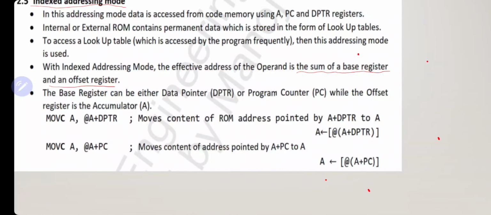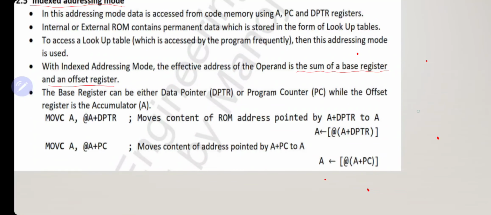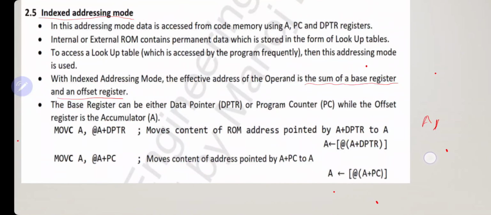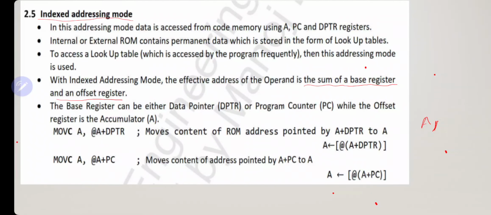So there will be one effective address, that will be A. Then we are using the sum of two registers, that is a base register and an offset register. So this is the case of indexed addressing mode. We are using the A register along with the sum of base register and offset register. Here the offset register is accumulator A and the base register is either data pointer DPTR or program counter PC.